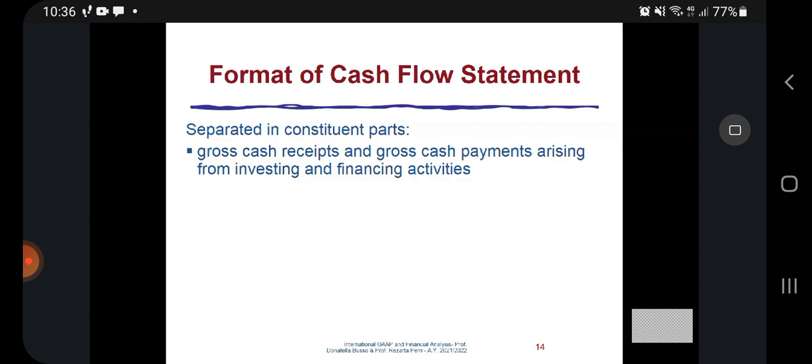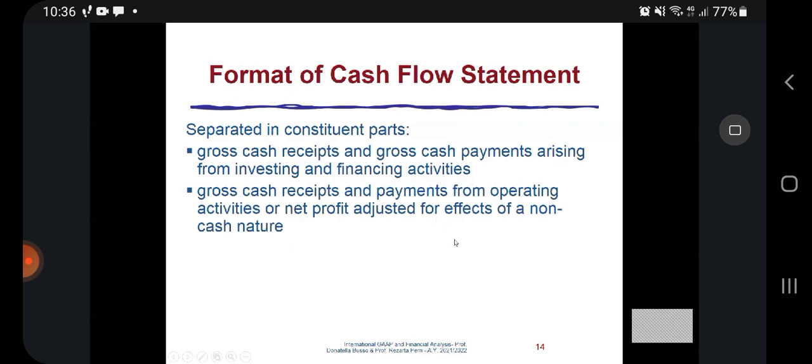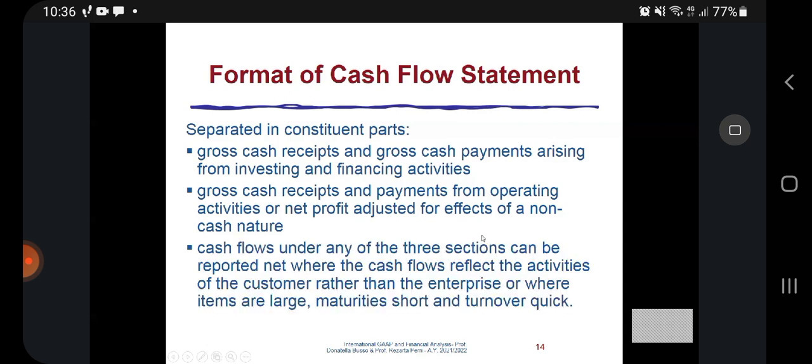That is the principle of showing the gross amounts in the cash flow statements. Also, when we mention gross cash receipts and payments from operating activities, or net profit adjusted for effects of non-cash nature, cash flows under any of the three sections of the cash flows can be reported net only in those cases when really the intention of the company is to reflect that this transaction actually will be compensated.